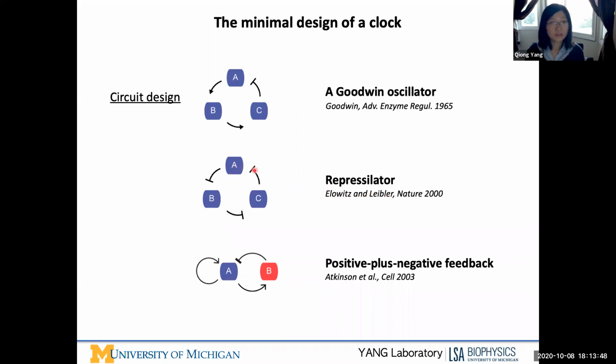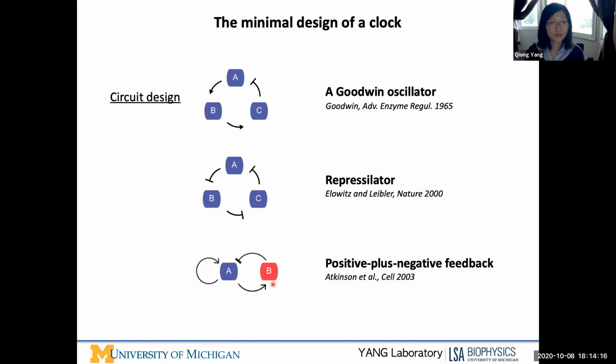And they engineered this circuit into the E. coli cells, and they found that about 40% of the E. coli can do the self-sustained oscillations. And 3 years after, Alexander Ninfa's group, who is actually our faculty at Michigan, basically constructed additional positive feedback that coupled with this negative feedback.